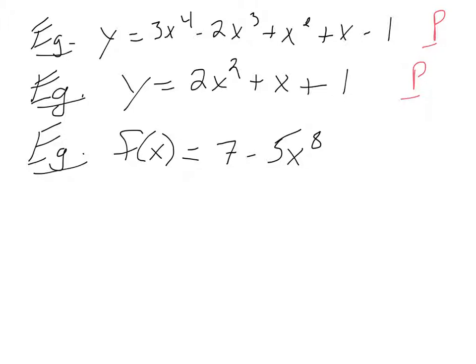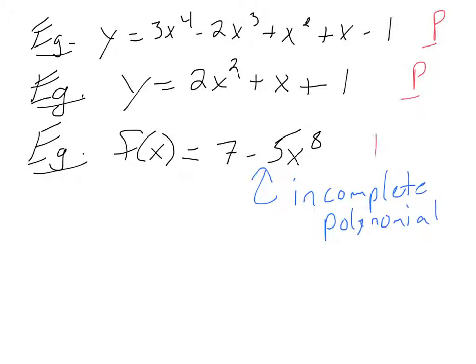Yeah, I mean that expression is a polynomial, right? 7 minus 5x to the 8th. It's an incomplete polynomial because it doesn't have all of the intermediate powers. Like there's no x to the 7th, there's no x to the 6th, there's no x to the 5th. But that doesn't mean it's not a polynomial. It's just an incomplete polynomial. So if it doesn't have all of its terms, it's incomplete, but it still is a polynomial.